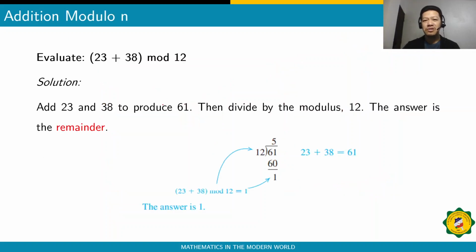Let's proceed to modular arithmetic. Let's do some addition, subtraction, and multiplication of modulo. Let's say, for example, we evaluate 23 plus 38 modulo 12. You just add these two numbers and you get 61, and then you divide 61 by 12. We call this divisor the modulus, so it's different from the word modulo. Modulo is the remainder, and this 12 here is the modulus. So you divide 61 by 12 and you get a remainder of 1. Therefore, the answer is 1.